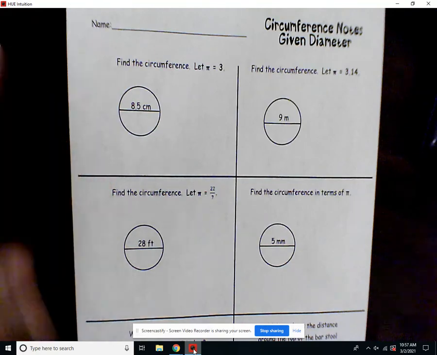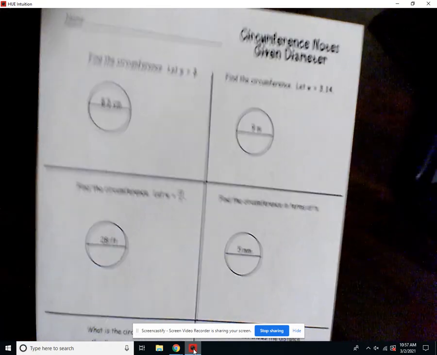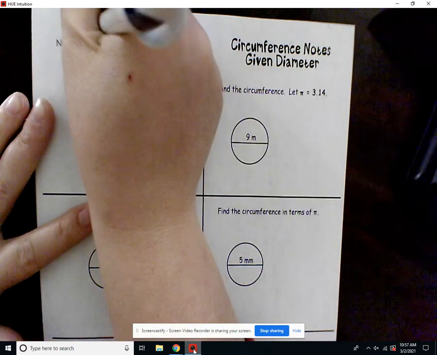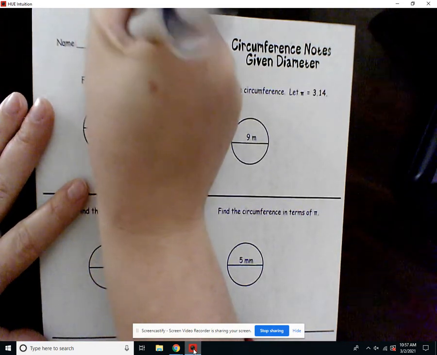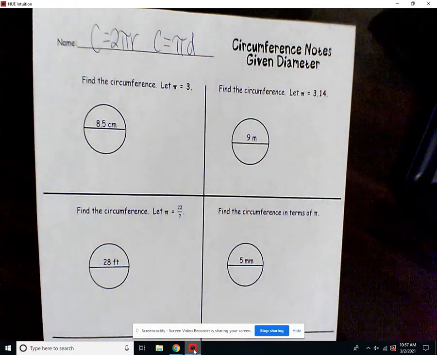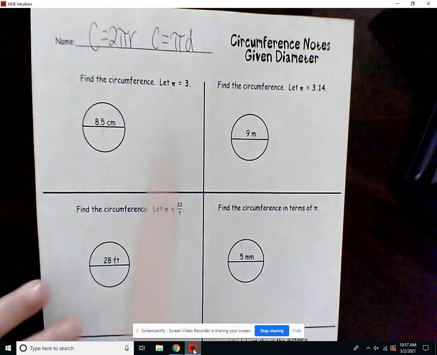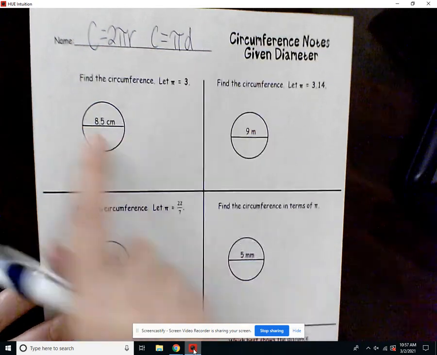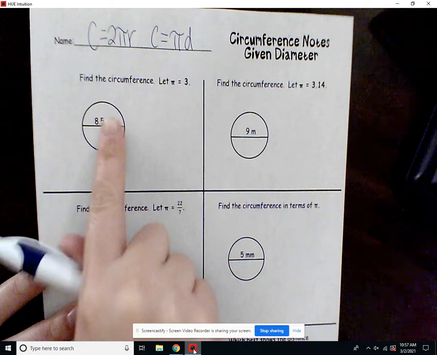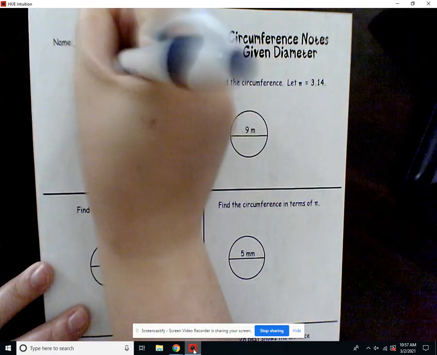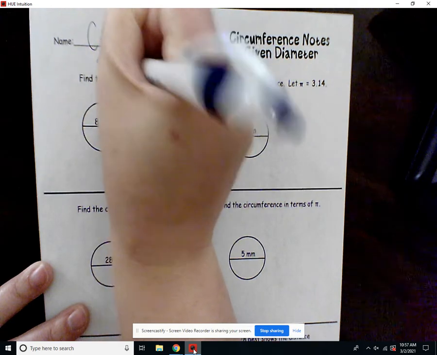All right, so for this set of notes, this is going to be all about diameter and circumference. So remember, we've got two formulas: C equals 2 pi r and C equals pi d. Since it's going to be a diameter, we're going to use the diameter formula only. Remember, a diameter goes all the way across, where radius is just half of the way. So again, if they don't give you pi, we use 3.14.